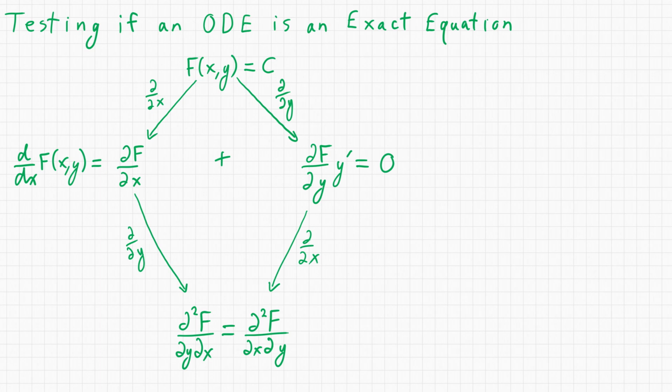So normally, you're not given the function f, you're just given the differential equation in the middle. And typically there's a name for these parts of the function. So normally you have this M of x comma y plus N of x comma y y prime equals 0.